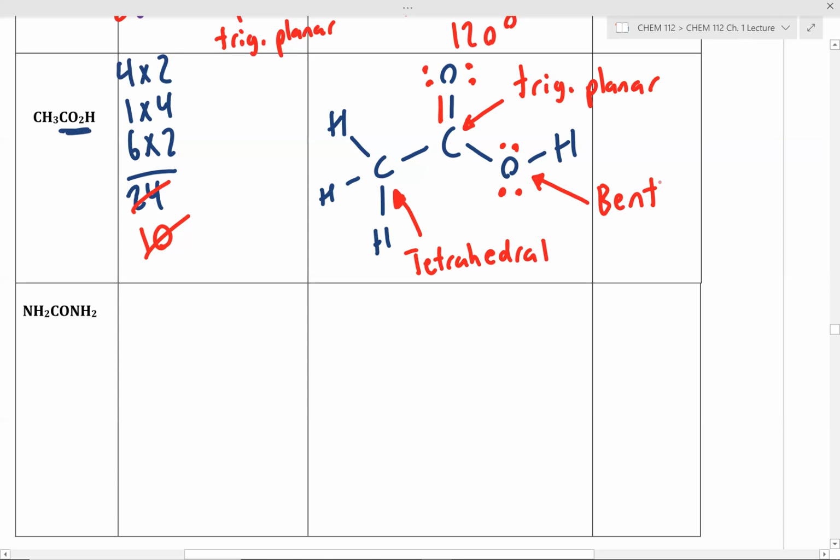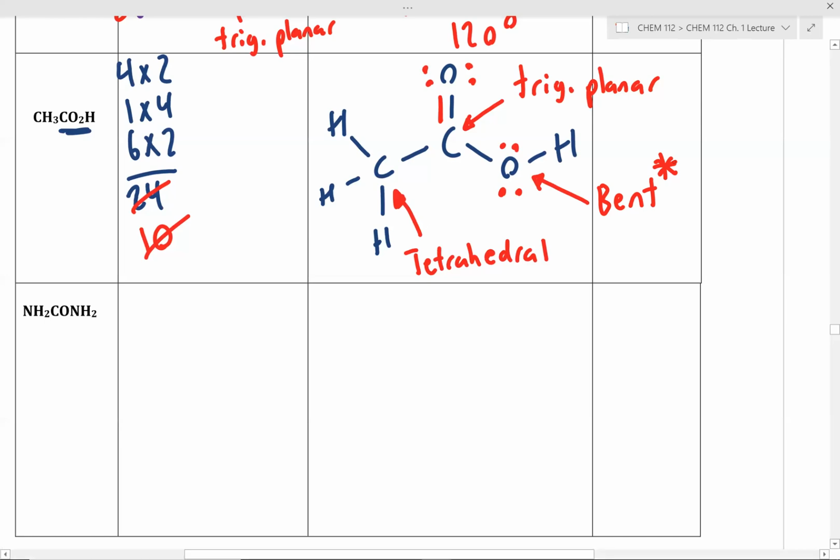Interestingly, and what I want you to write in your notes is I want you to put a little asterisk next to this bent geometry, because the bond angles associated around that oxygen are not quite that of a typical bent tetrahedral geometry. And we'll talk about why that is in the resonance chapter.